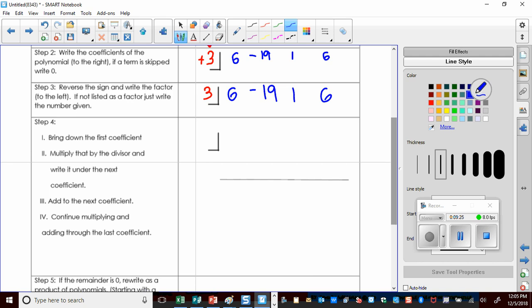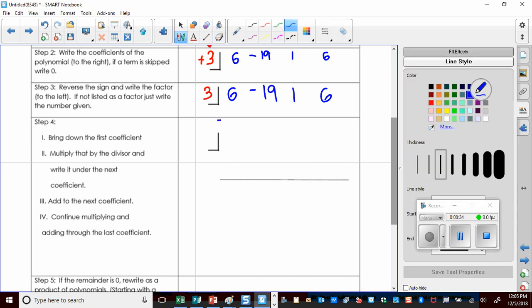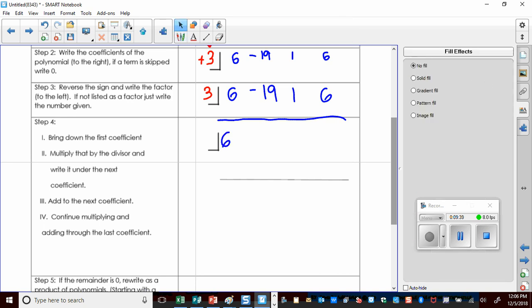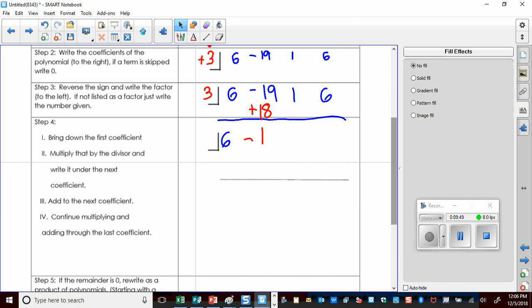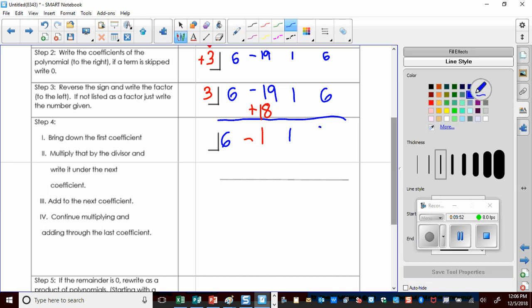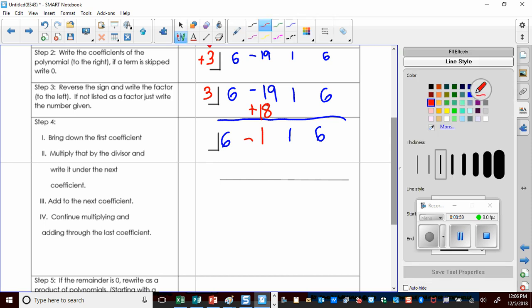So I'm just going to draw a line underneath here and use the space appropriately. I'm going to draw a line right here. And I'm going to bring it down. So I have 6. And then it says 6 times 3 is negative 18. No, positive 18. And I get negative 1. Nothing else is going to change. So I have 1 and 6, right? And then, so next step.